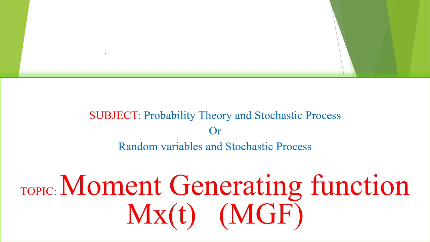I'm going to explain moment generating function examples. As you discussed, MGF means it is an averaging process for a random variable. It is just an average for random variables.